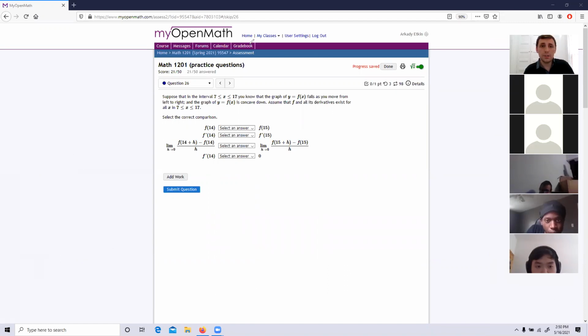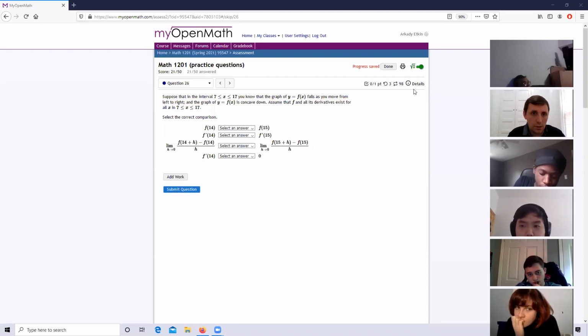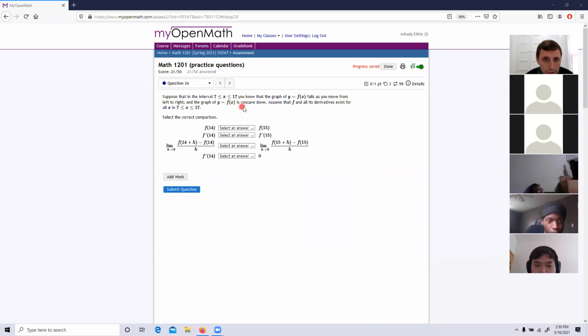All right, so let's try to see this question. So x is from 7 to 17. You know that the graph falls as you move from left to right, and the graph is concave down, which means you can imagine it's like an airplane diving, and the dive is getting stronger. So this is the shape, okay? Assume f and all its derivatives exist for this interval. Select the correct answer.